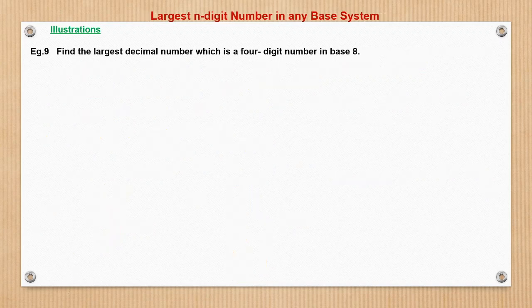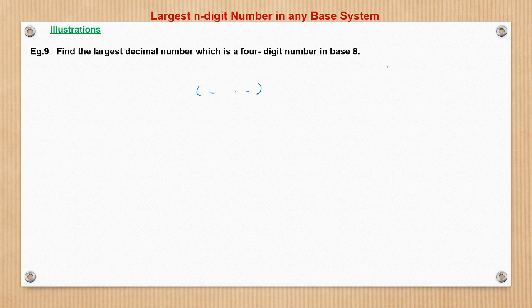Now next question is find the largest... The question says find the largest decimal number which is a 4-digit number in base 8. Okay. So see, the question says find the largest decimal number which is a 4-digit number in base 8. Right. So this is nothing but, I mean, 4-digit number.